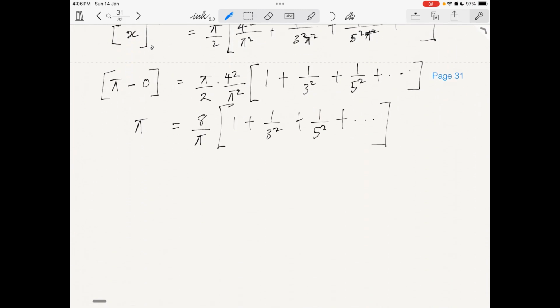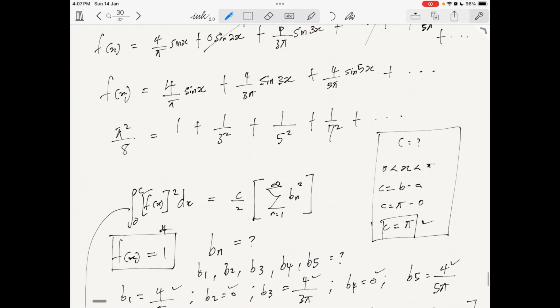Now if we cross multiply, this goes here, multiply pi, and this comes here to the denominator. So we have pi squared divided by 8 will be equal to 1 plus 1 over 3 squared plus 1 over 5 squared triple dot, and it can also continue according to the question. Now with this, we have been able to deduce that pi squared over 8 is equal to 1 plus 1 over 3 squared plus 1 over 5 squared plus 1 over 7 squared with the help of Parseval's formula.